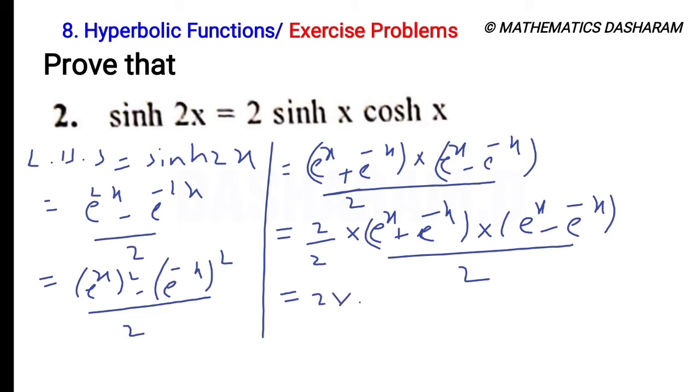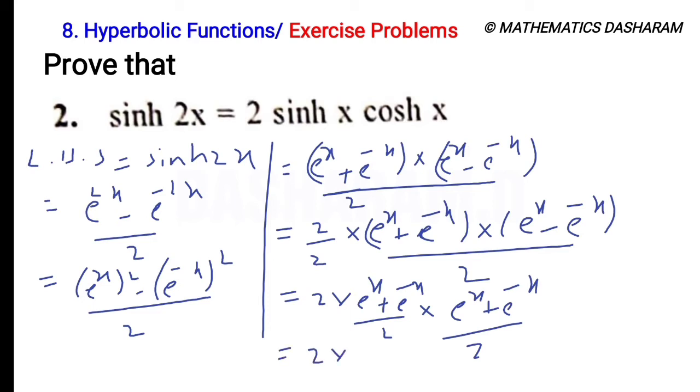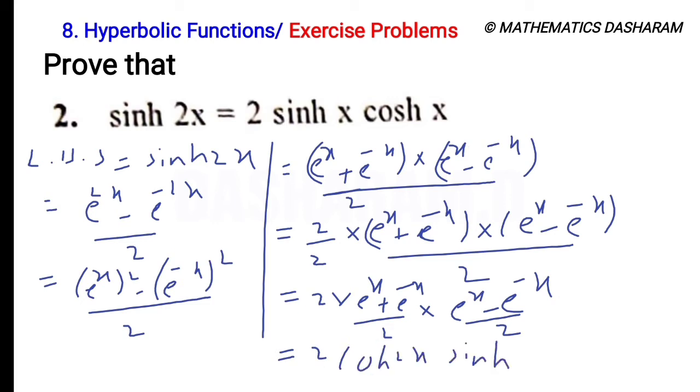So now 2 into (eˣ + e⁻ˣ)/2, next (eˣ − e⁻ˣ)/2. So then it is equal to 2 into cosh x into sinh x, sorry, here actually the minus symbol has to come, yeah, e⁻ˣ by 2. So 2 into cosh x into sinh x. So it is equal to RHS, so hence proved.